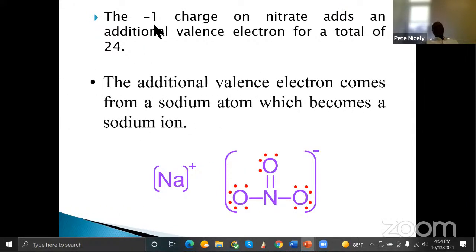And that extra electron actually comes from the sodium, because remember, the sodium has a plus charge. So therefore that contributes an electron towards the ion here, the polyatomic ion. And therefore that's why you end up with 24 electrons for the nitrate, because the extra electron comes from the sodium.